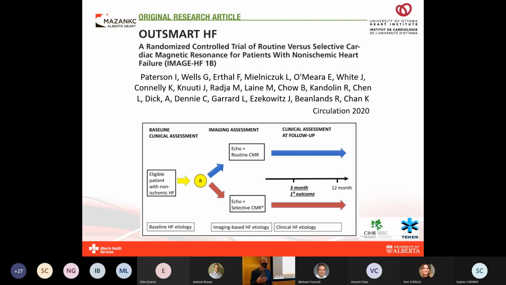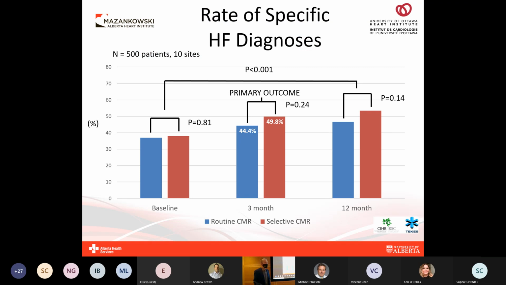And so we randomized 500 patients from 10 sites to either routine MRI versus selective MRI in patients with non-ischemic heart failure. And in the selective group, the predominant imaging modality to try to diagnose the heart failure was echocardiography. And somewhat to my surprise anyway, we found that routine cardiac MRI did not increase the rate of specific heart failure diagnoses. And in fact, on this figure here, there seems to be a very slight trend in having more specific heart failure diagnoses from the selective use arm.